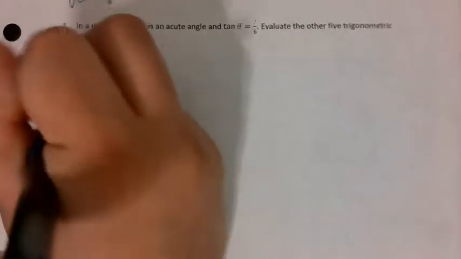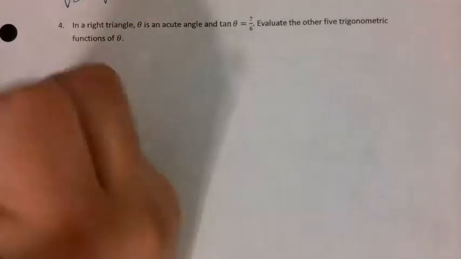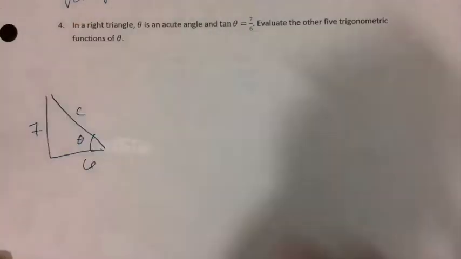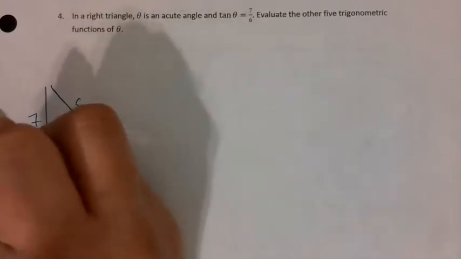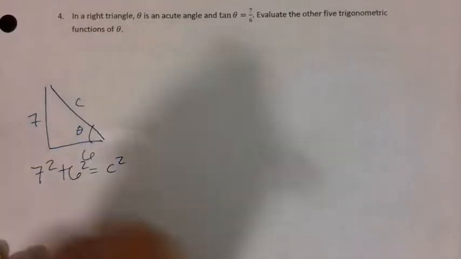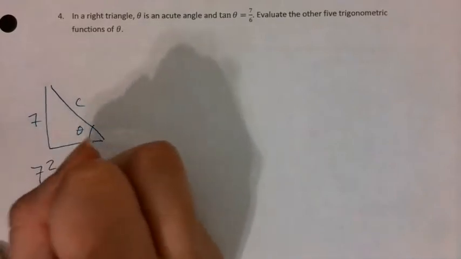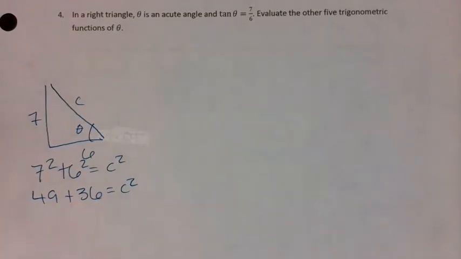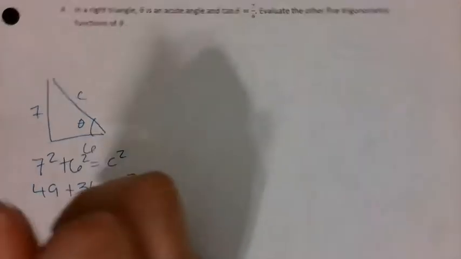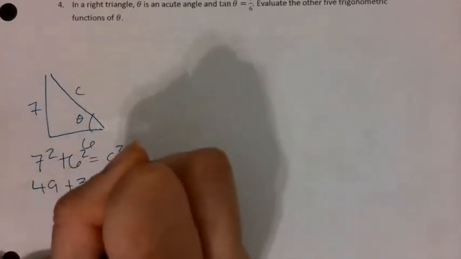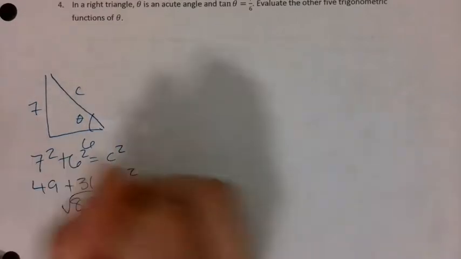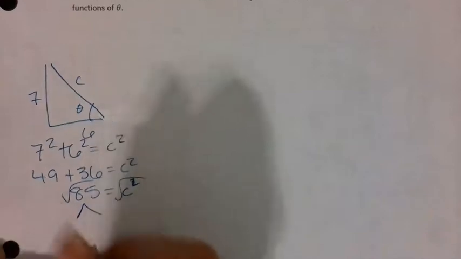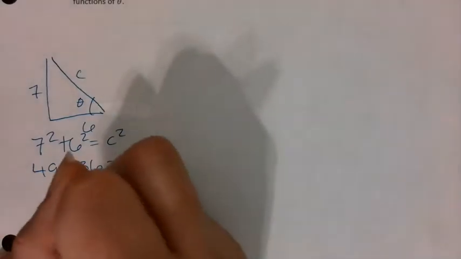So this is opposite over adjacent. 7 over 6. So I am searching for my c value. I have 7 squared plus 6 squared equals c squared. 7 squared is 49, 6 squared is 36. And then I want to add 49 and 36, which gives me 85 equals c squared. Then I take the square root. I'm going to factor tree this to see if it can simplify more since I see it has a 5. 85 is 5 and 17. 17 is prime, so it's going to stay the square root of 85.